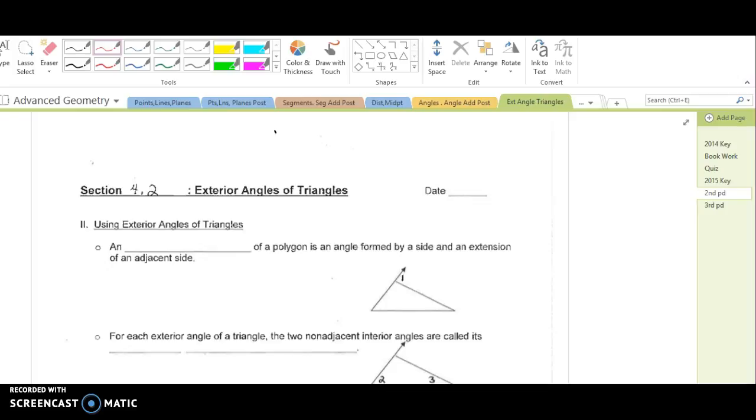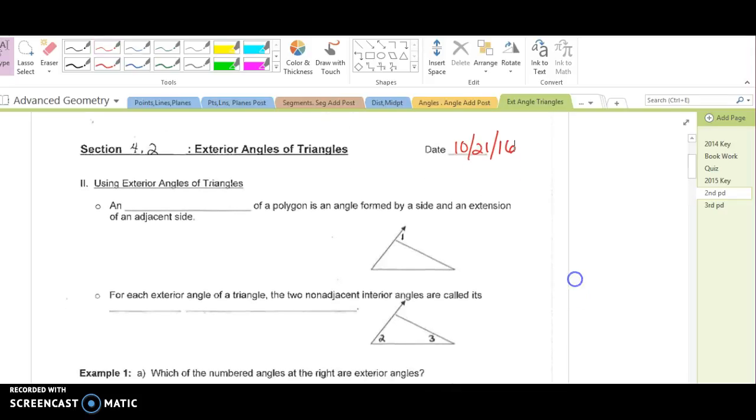Okay, so here we are on October 21st, and yesterday we talked about the triangle angle sum theorem. We talked about the fact that all the angles of a triangle add up to 180 degrees. Today we're going to talk about how an exterior angle in a triangle affects that.